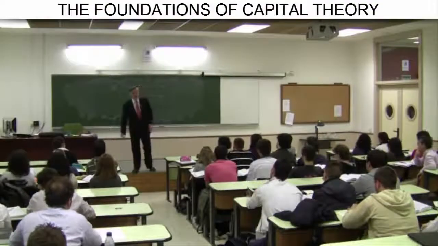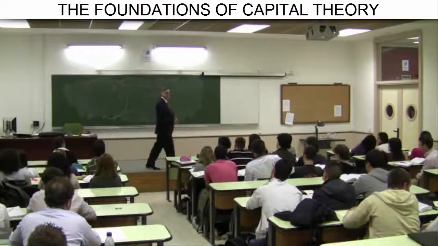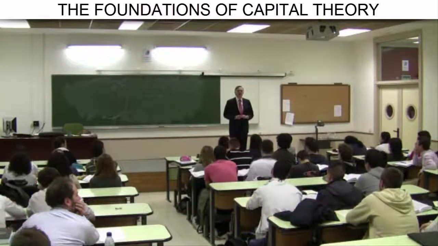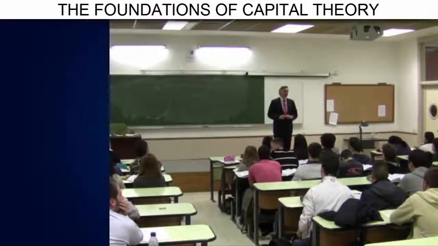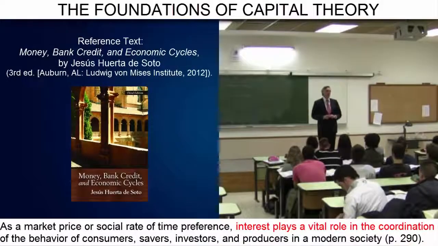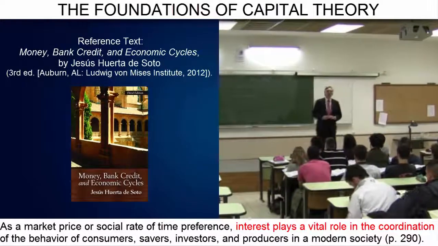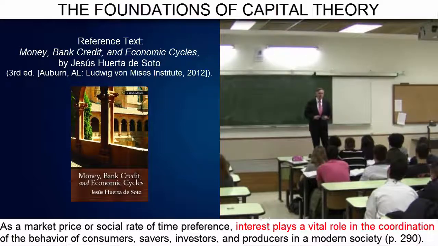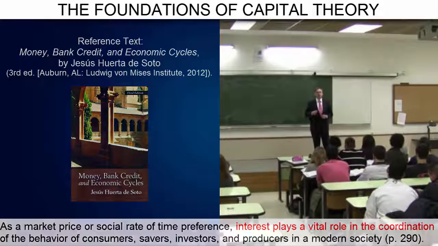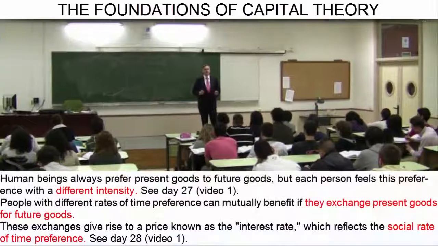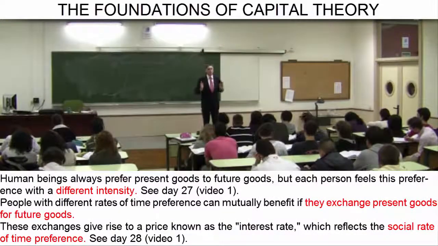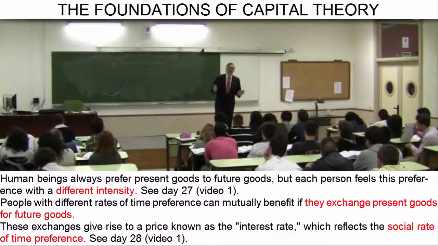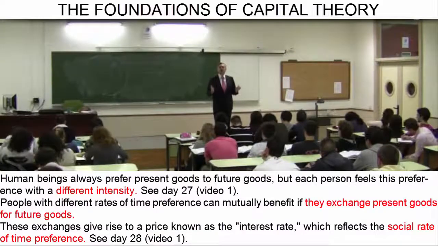Now, let us wrap up today's class with the last essential idea concerning the interest rate. The interest rate is perhaps the most important price in a market economy, because it is the price which guides entrepreneurs, consumers, savers and investors, and coordinates their behavior. In the market, the interest rate embodies the rate of time preference, the extent to which we feel a pressing need to consume rather than to postpone consumption.